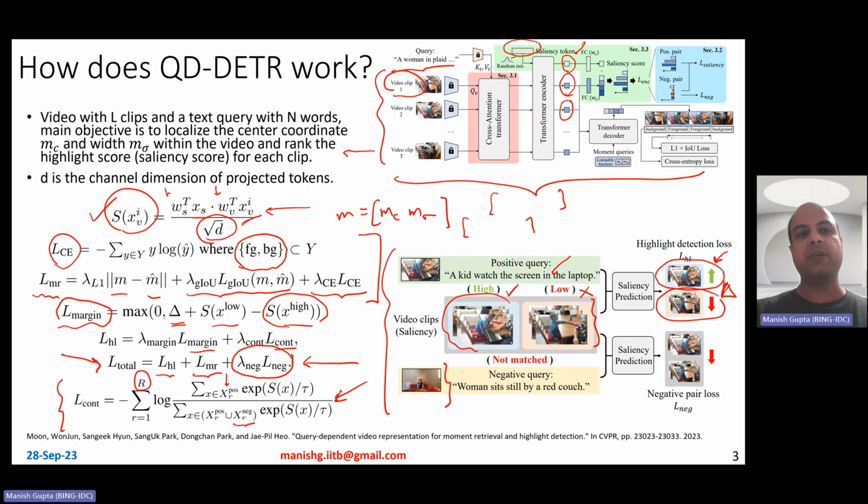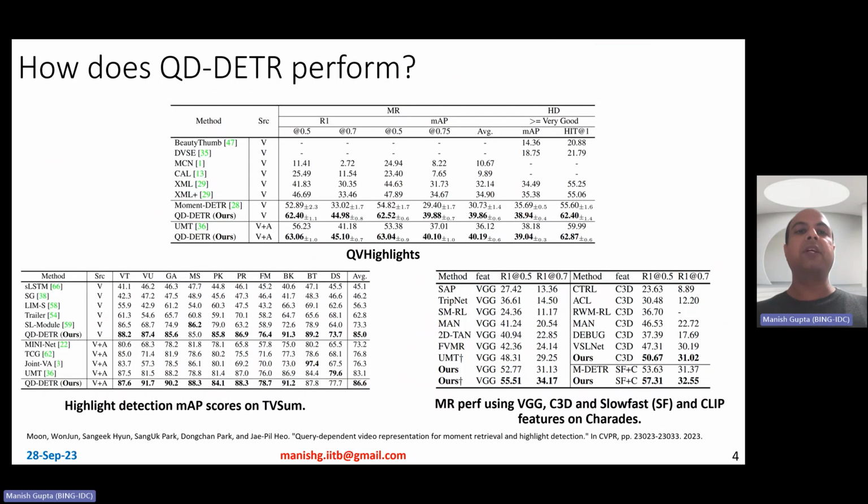So it's actually called the query dependent detection transformer because in the encoder part itself, you ensure that you have the video representation learned in a query dependent manner. So the query sort of influences the way the video representation is computed. Okay. So how does the QD-DETR perform?